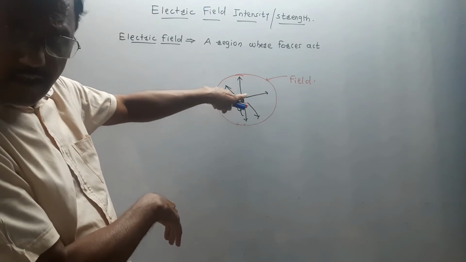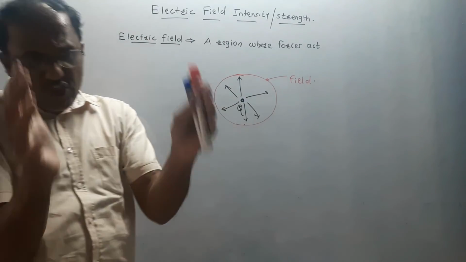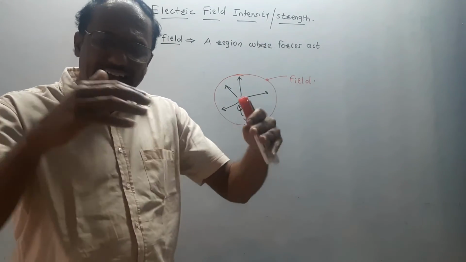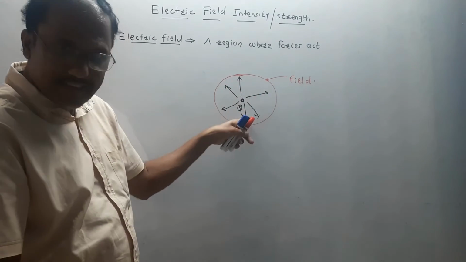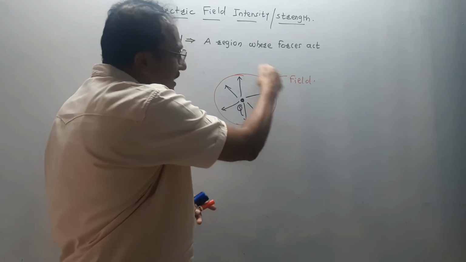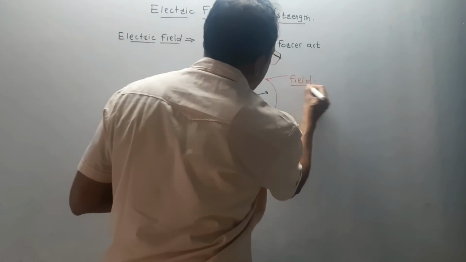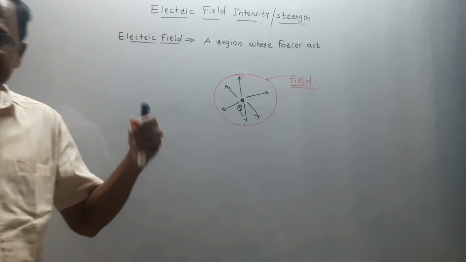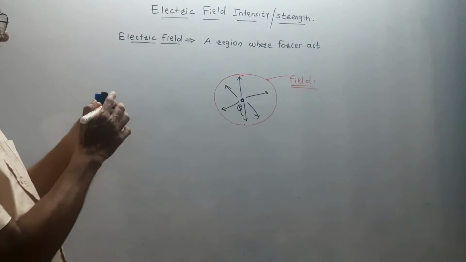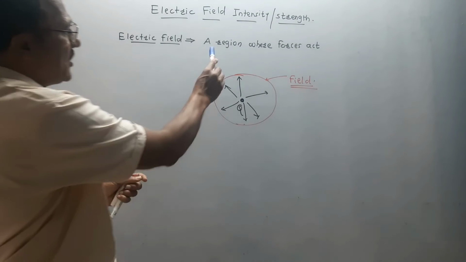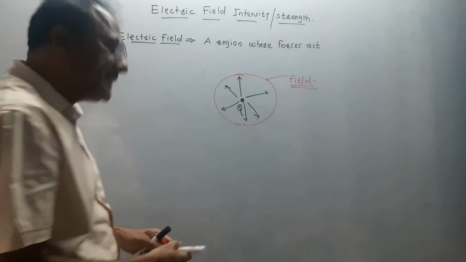Likewise, if I am considering a point charge plus Q, just now we discussed, any charge contains certain energy and it radiates, gives out energy lines. So these are the energy lines shown by this arrow. But there is a certain region in which these energy lines exist. That region is called a field. If the field is related to electricity, it is called electric field. So simple definition: electric field is the region where forces act, or the region where forces are existing.